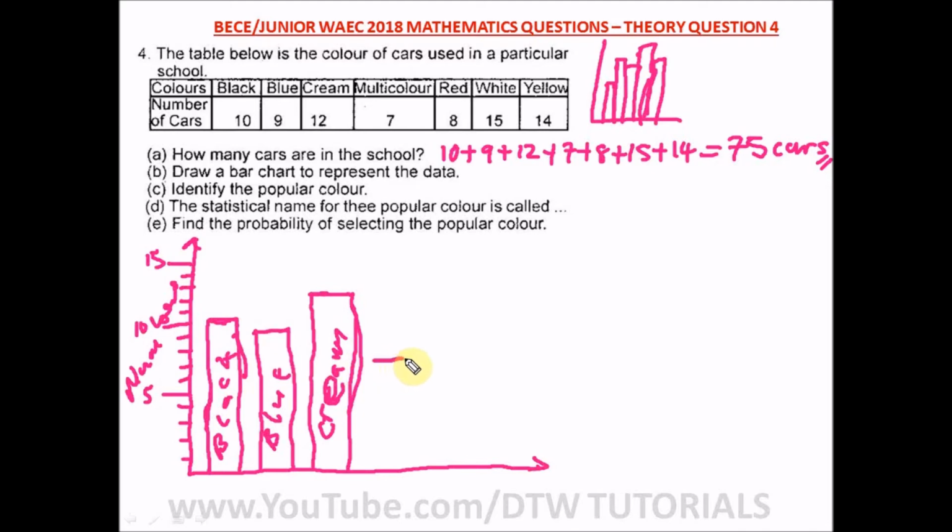And let's start here. Remember to leave your space. Once you don't leave a space, you're already drawing a histogram, okay? So in a bar chart, there are spaces in between the bars. Always remember that, okay? And you write multicolor.